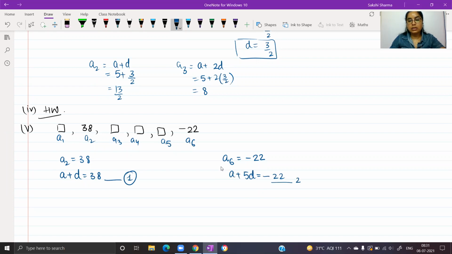Solve and find out A and D. The value of A comes out to be, it will be eliminated. 4D equals minus 60.